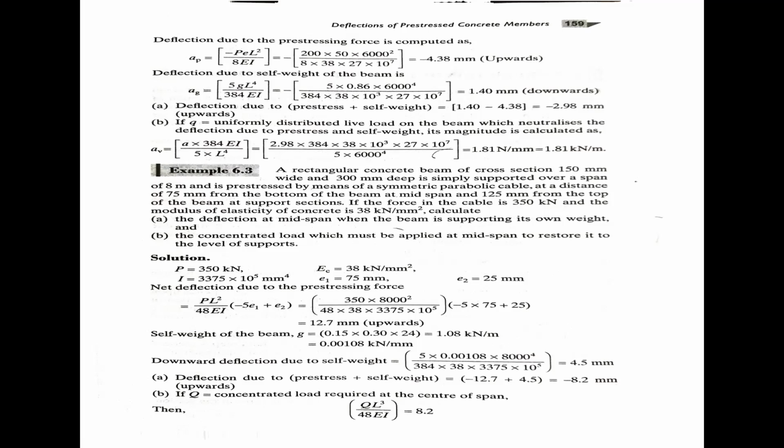Prestressing and self weight are applied for calculating the live load on the beam. Right? This is the formula I have to use for calculating the live load. This is the example problem I have to calculate in this procedure.